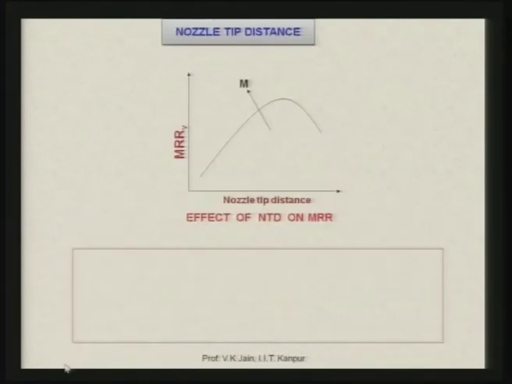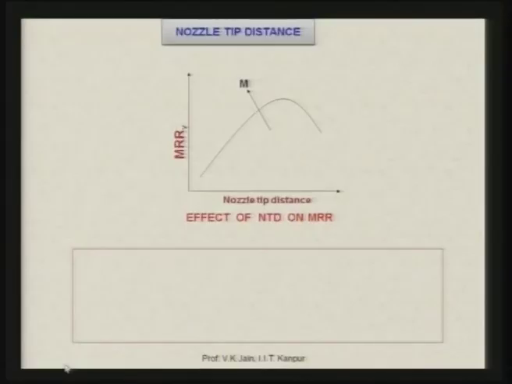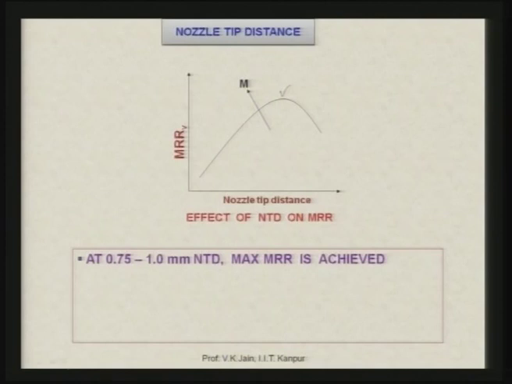Another important parameter is the nozzle tip distance. We have already seen 2 slides with reference to the effect of nozzle tip distance on the cavity shape and size. Now, here we can see the effect of nozzle tip distance on the volumetric material removal rate. It has more or less the same trend as in the previous slide: the volumetric material removal rate increases, then you have the maxima, and then it starts decreasing. At 0.75 to 1 millimeter as the nozzle tip distance, maximum material removal rate is achieved.